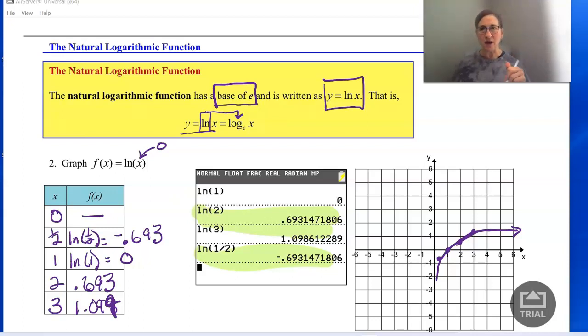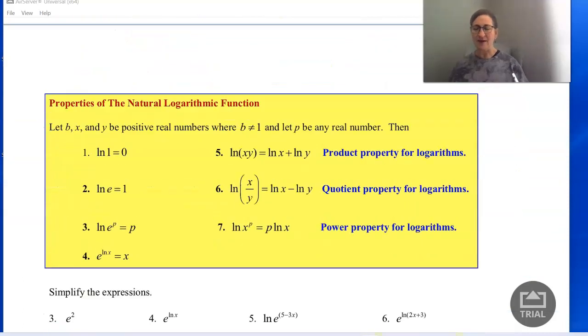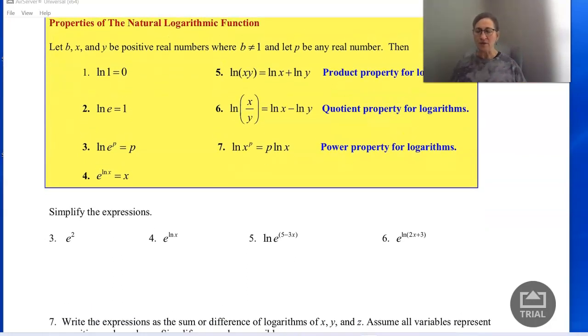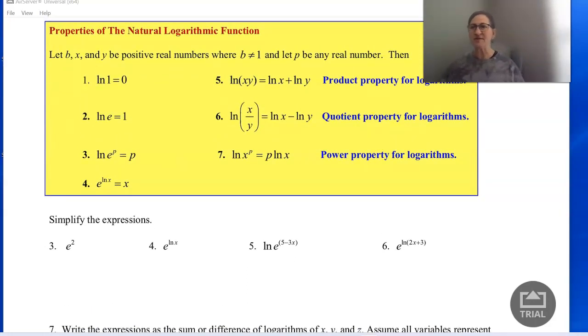So the natural log and the exponential function e to the x are inverse functions. Okay. Now, all the properties that we learned in the last section, they all apply to this because a natural log is a log. So everything you've learned applies here. All right, so let's go ahead and look at some of these.